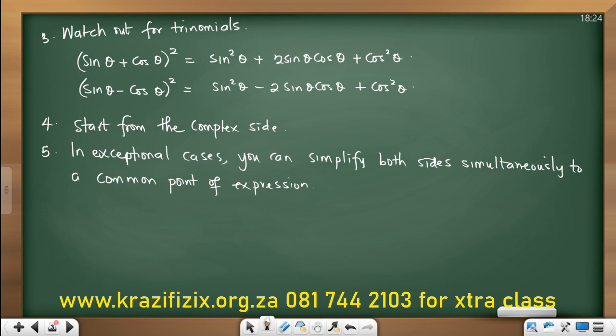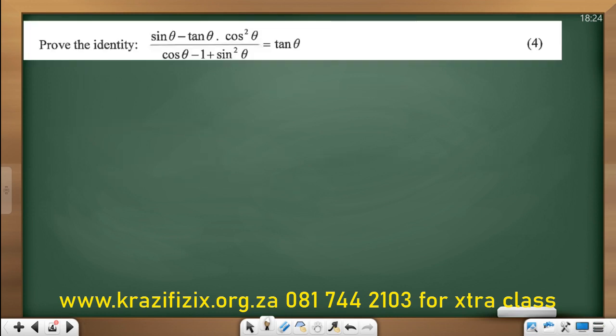Let's go prove. Here's the first one. I'd like you to respond. Which one is the complex side? Is it the left? You're not mandated to start from the left or mandated to start from the right. Look at the question. Which one do you think is complex? Sidley, which one is your right? How can tan theta be complex? The left hand side is the complex one.